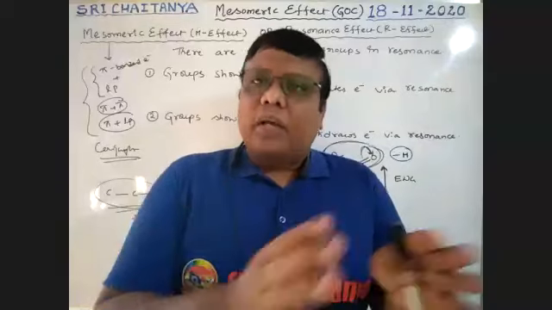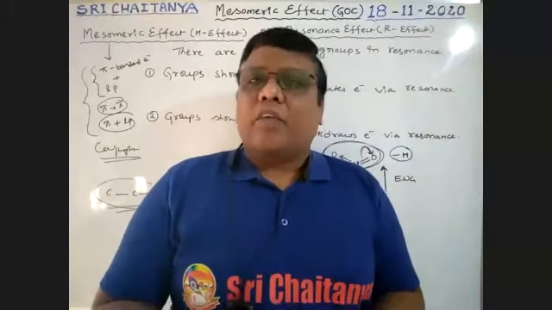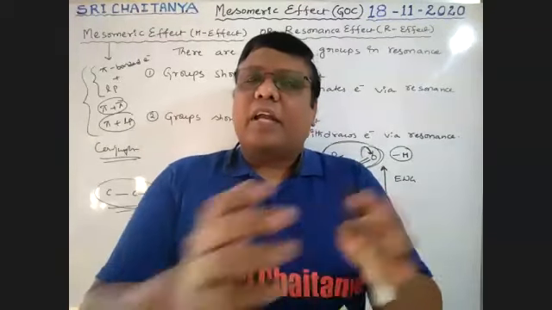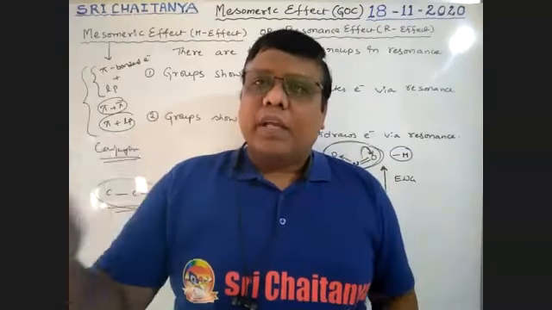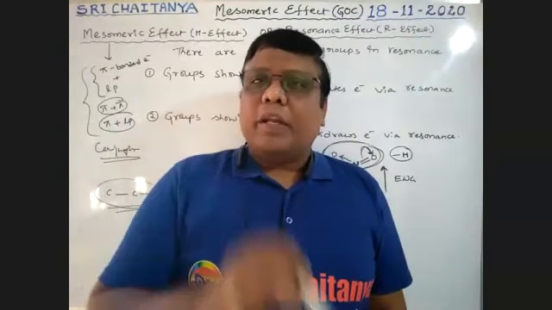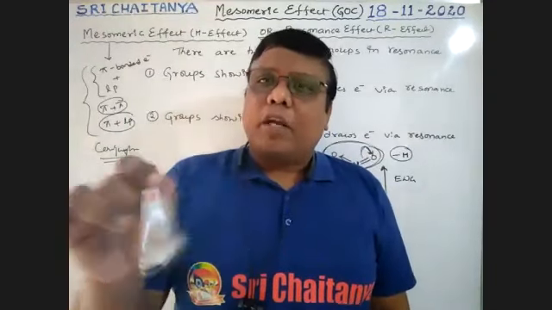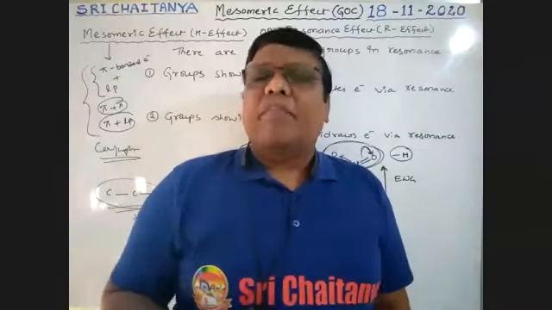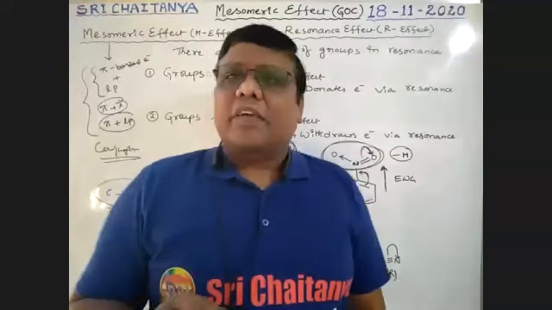If it is through sigma bonded electrons, that is the I effect. If a pi bond or lone pairs are involved, that is the M effect. That is the basic difference between inductive effect and mesomeric effect. Both these are permanent effects. Inductive effect is only in sigma bonds. Mesomeric effect is in pi bonds and lone pairs which are in conjugation. So this is the basic difference.